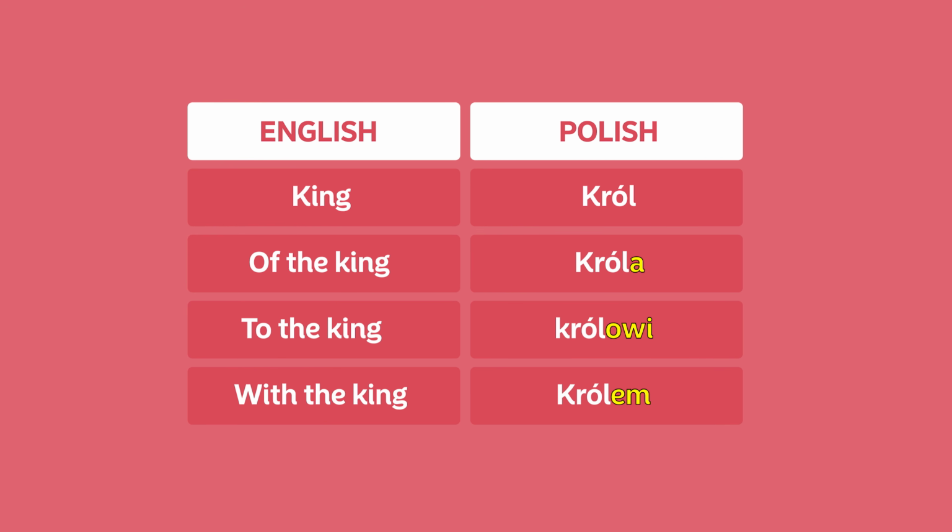Now, cases is where you stick extra bits onto a word and suddenly it means something else. Meet the Slavic trio, Polish, Czech, and Slovak.